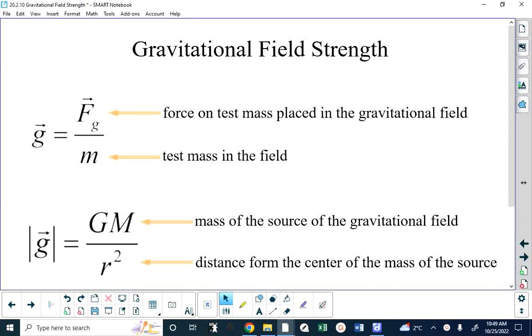But again, we've talked about this over and over again. Since a gravitational field exists, whether we put a test mass in it or not, there ought to be a way to calculate gravitational field strength without referring to a test mass. And that method is the second formula.